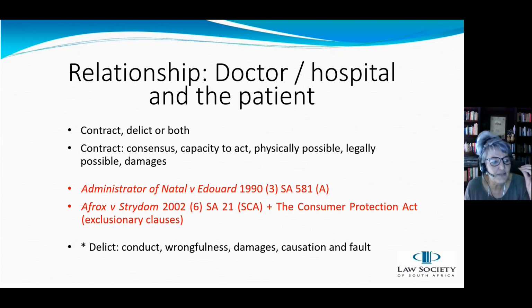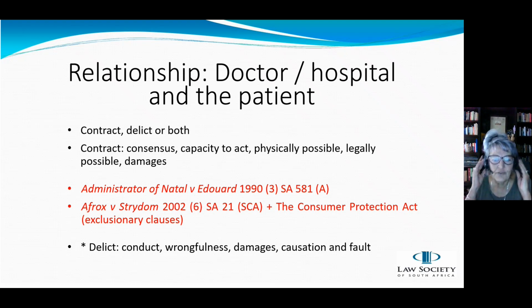But if you claim on the basis of a contract, you can claim the damages that you suffered, but you cannot claim pain and suffering, non-patrimonial issues. So that is very important, and that is why the majority of cases being adjudicated for alleged medical negligence will be on the basis of a delict, because then you can claim non-patrimonial damages, pain and suffering. You cannot do that on the basis of a contract.